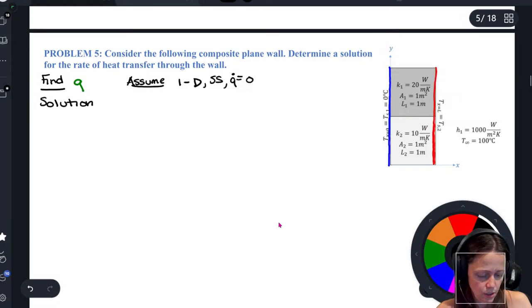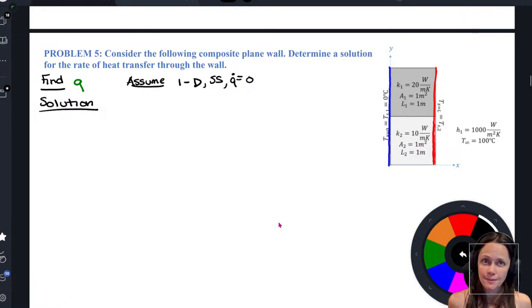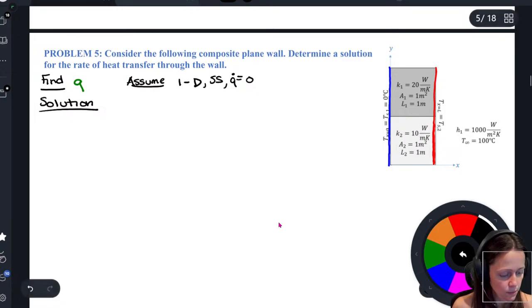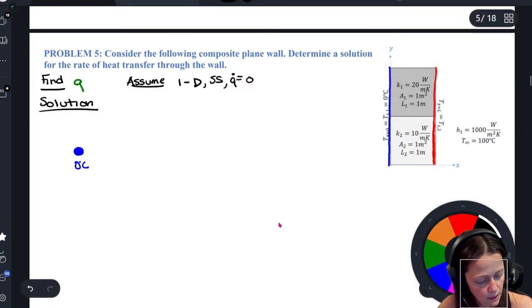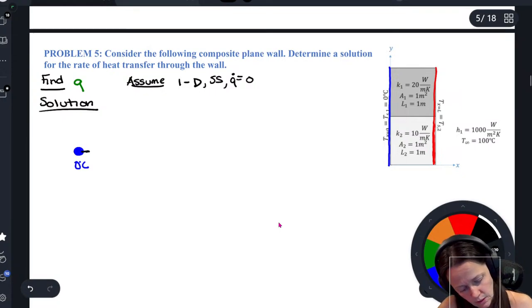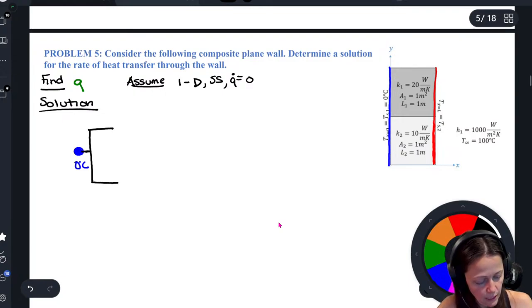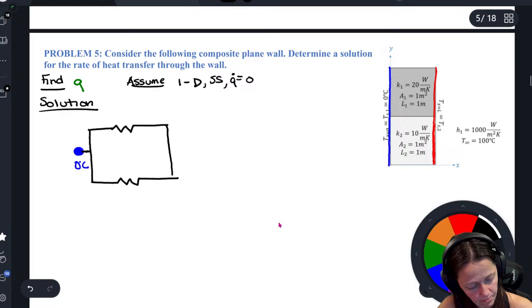So solution. Perfect. All right, but my circuit's going to be a little bit different, right? I'm going to have a temperature node right here, and that's going to be 0 degrees. Little space right there just so it doesn't look ugly. All right, and it's going to split. And I have two resistances. There's one. There's the other. Okay. All right. There's my next node.